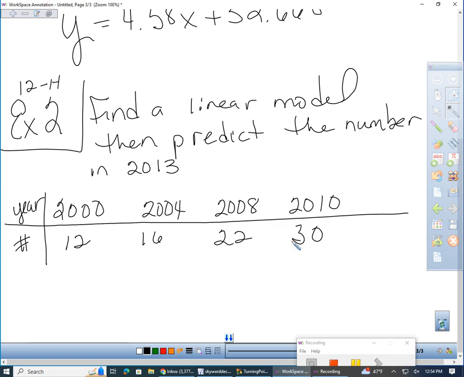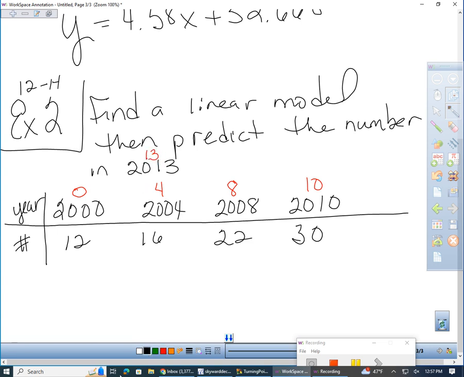Now, when you are doing data with a year, Ben, you okay back there? Okay. When you are doing data with a year, you never want to put the whole year into your calculator. They're going to remind you of that in your book. It says to use 0 for the starting number. So we're going to use this one as 0. This will be 4, 8, and 10. So when I go later, after I get my equation, I'm actually going to plug in what number? 13, exactly.